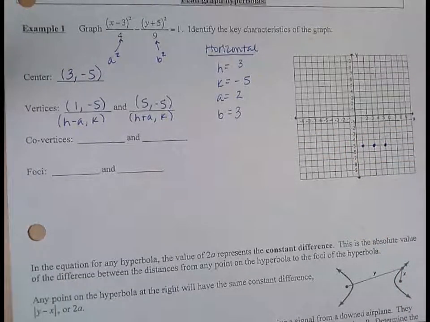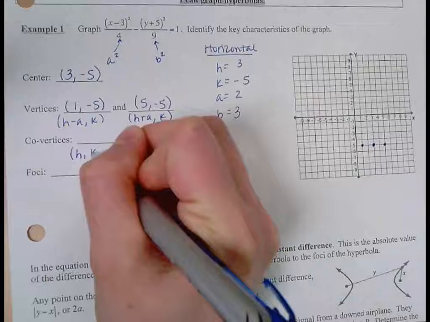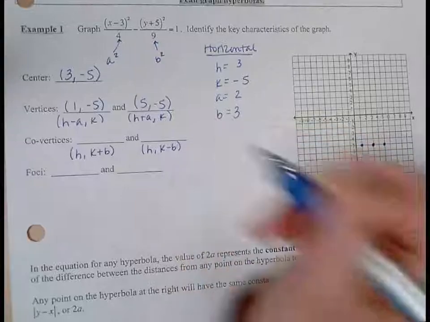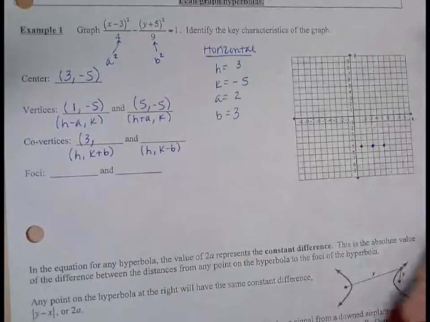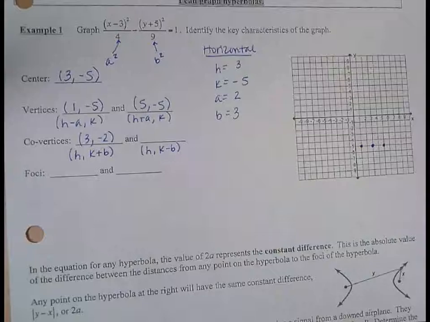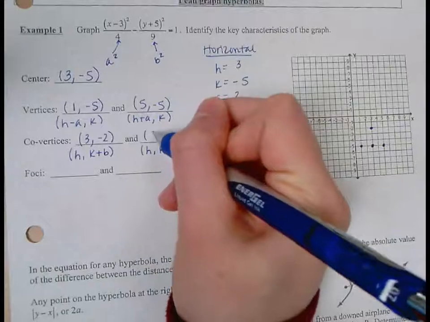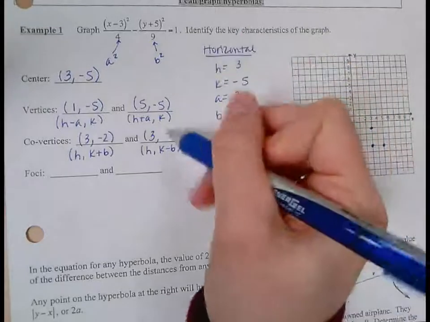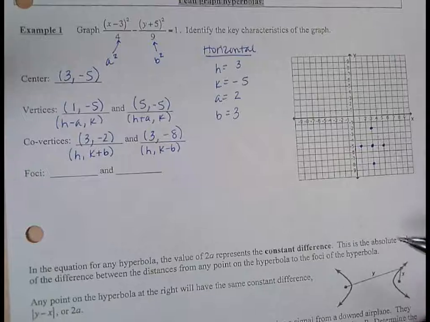I'll write the formulas down. So the top co-vertex has coordinates h and then k plus b. And the bottom co-vertex is h and then k minus b. So let's see, h is 3, k plus b, negative 5 plus 3 is negative 2. So 3, negative 2 is the top co-vertex. And then h, k minus b, negative 5 minus 3 is negative 8. So 3, negative 8 is the bottom co-vertex.